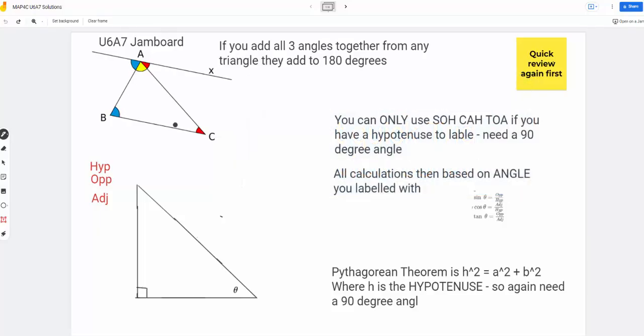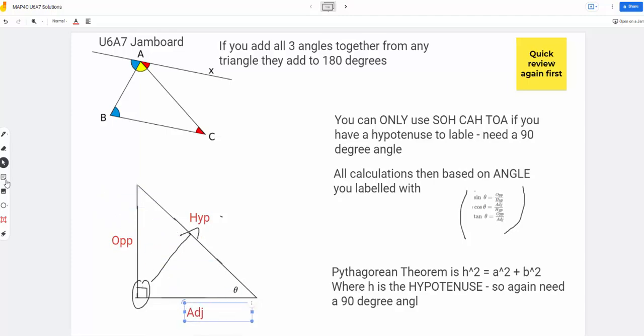Remembering that if we add all three angles in a triangle together, they have to equal 180 degrees. Nice little visual there. In a right angle triangle, we can label the hypotenuse because it's opposite the right angle. But without a 90-degree angle, I can't label an opposite, which means I wouldn't be able to use these three formulas. So just be careful that we're only using SOHCAHTOA if we have a right angle and an opposite.